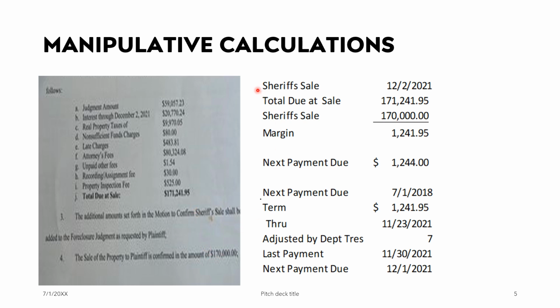But let's look over here now. Sheriff's sale went down. This is our analysis. Sheriff's sale went down on 2/1/21, and the total due at sale was $171,241.95. We subtracted out the sheriff's sale, which was $170,000, and again you get the margin, $1,241.95. Okay, that at face value is no big deal. The lender had to suffer a loss of $1,241.95, and it's no big deal.